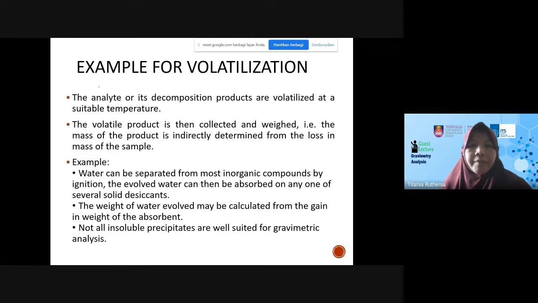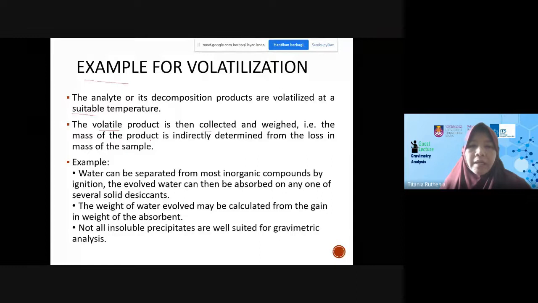And this is an example of volatilization. The analyte or its decomposition products are volatilized at a suitable temperature, and the volatile product is then collected and weighed. And then the mass of the product is indirectly determined from the loss of mass of the sample.